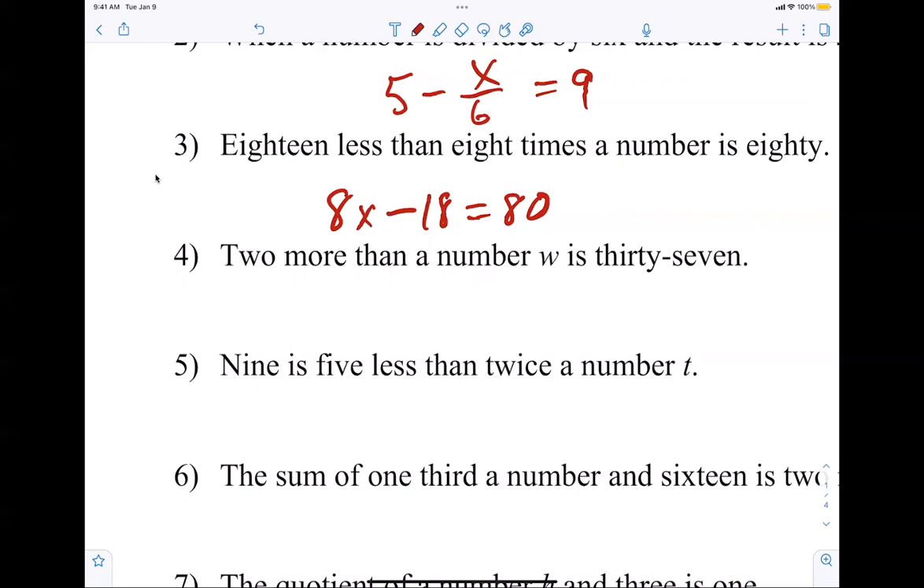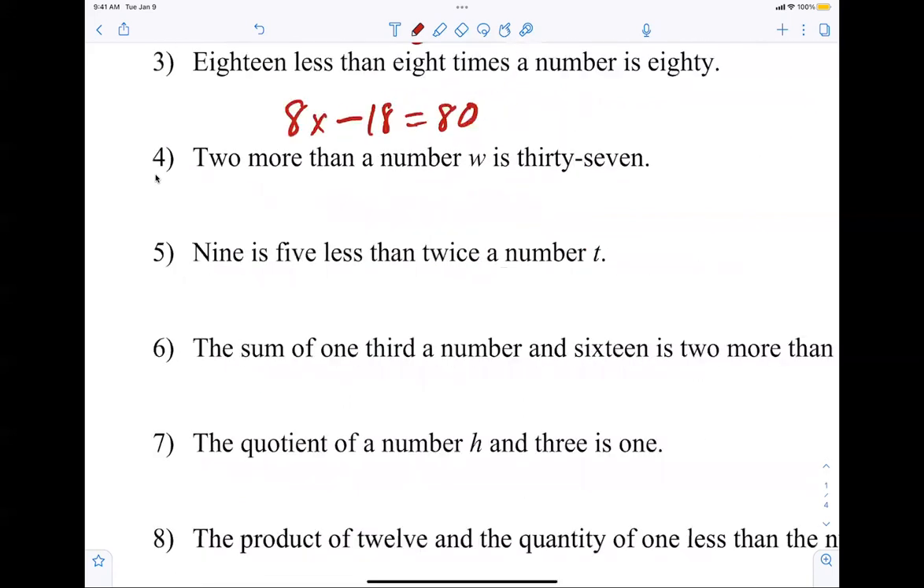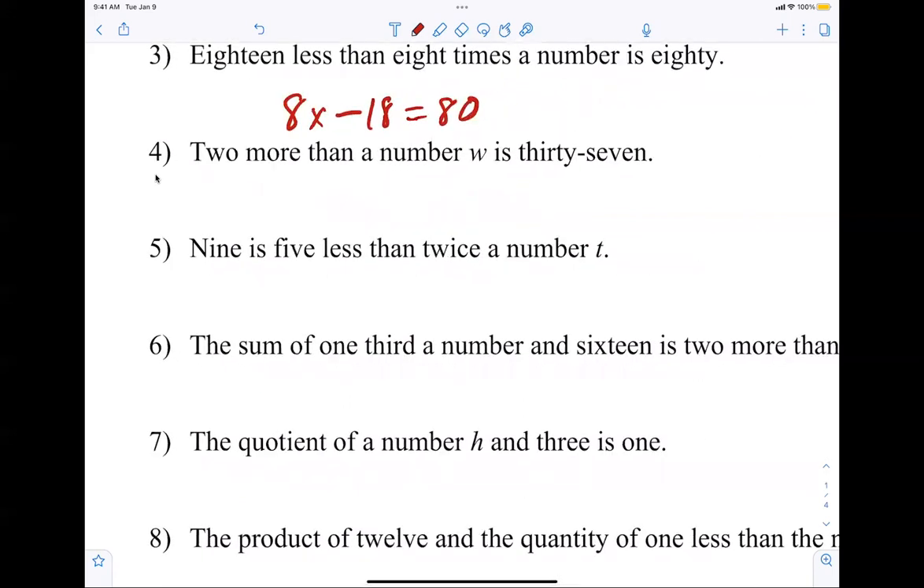Everybody's good? All right, here we go. Number 4. I'm ready, Wilson. Okay, plus 2, good, and then W in front of the plus 2. Yep, equals 37. Simple as that. All right, we're on a roll.